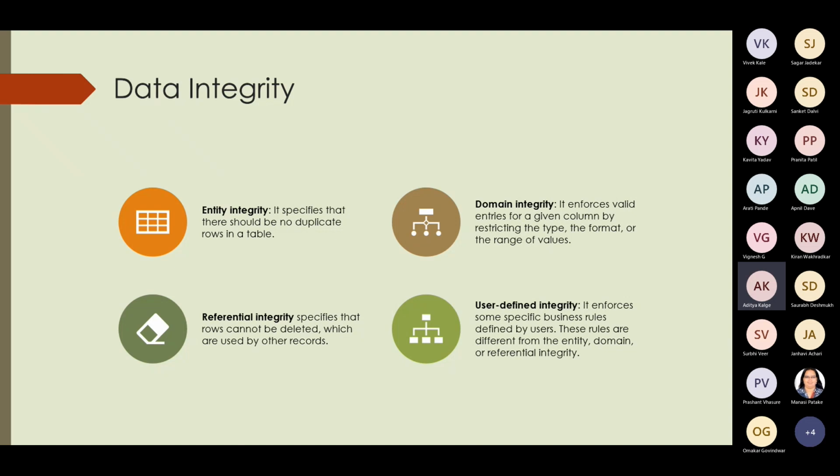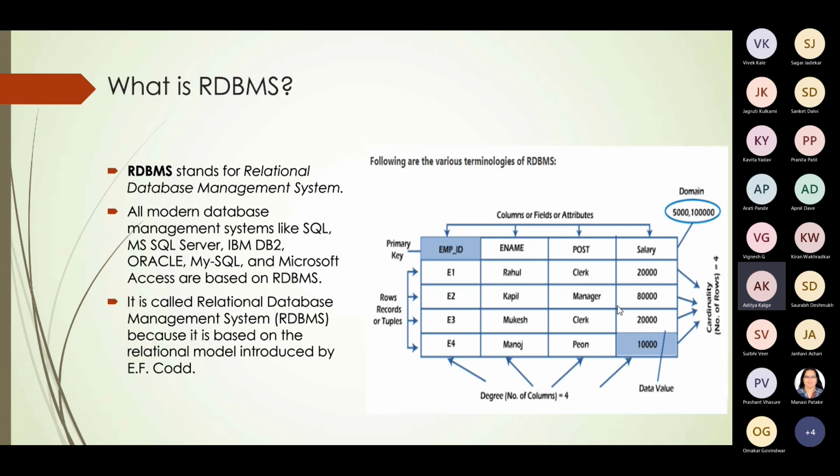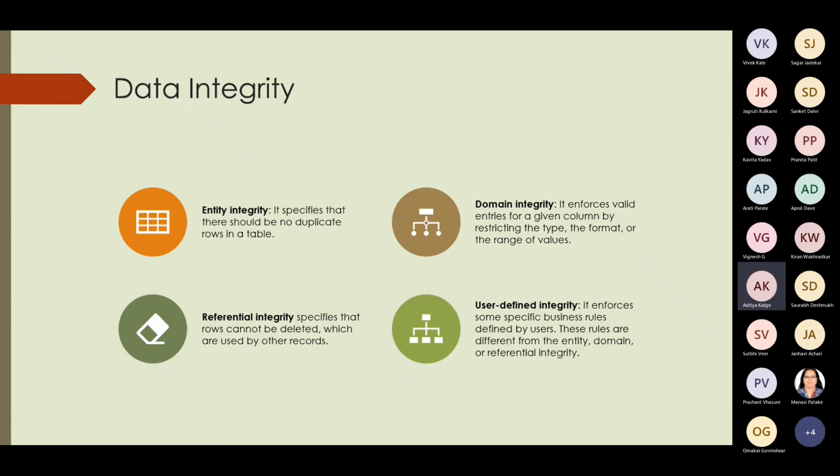We have discussed in the previous slide that what we call a row is a record or tuple. So the row should not be repeated in any of the tables. So that is what we call entity integrity. So every entity present in our database should be unique.